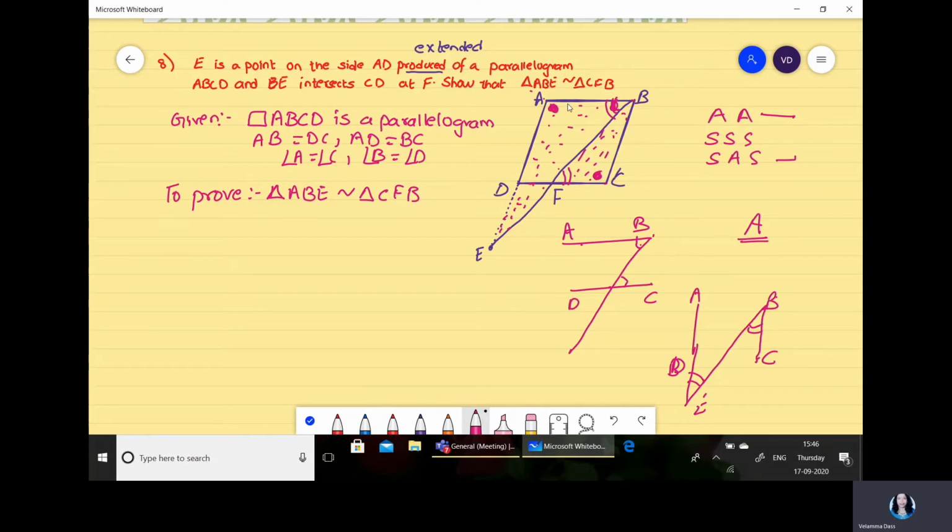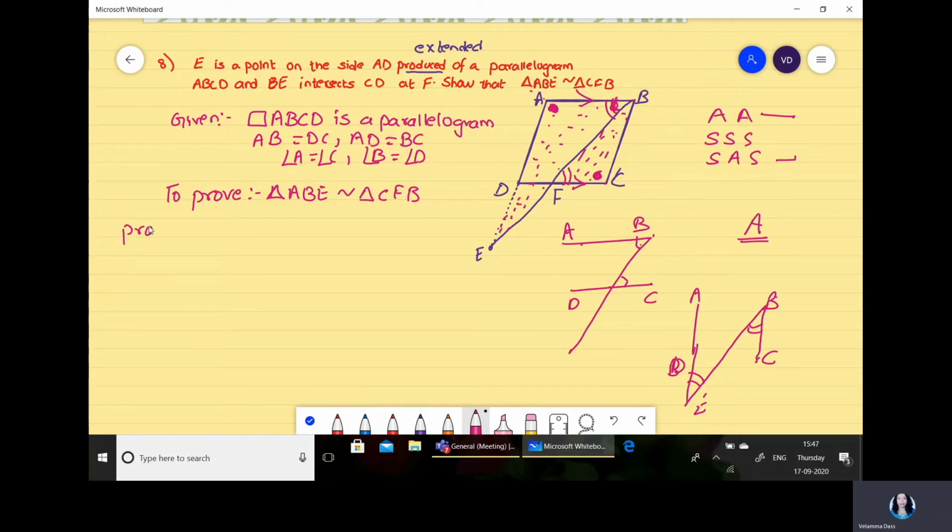So I hope if I take AB parallel to CD and BE as a transversal, then we get angle B and angle F are equal. If I take AD parallel to BC, I get angle E and angle B equal. So both are alternate angles, by the definition. One angle we already know: angle A and angle C are equal. So one angle A and again one more angle we have. Then we can say the two triangles are similar by the AA test of similarity.